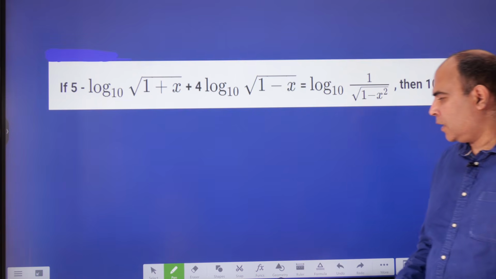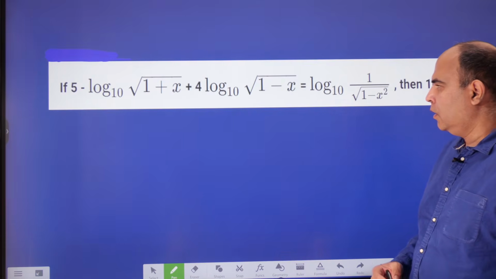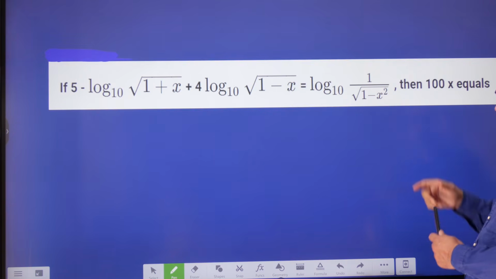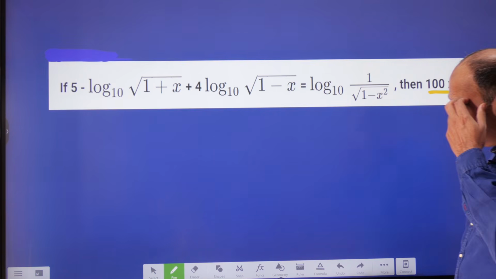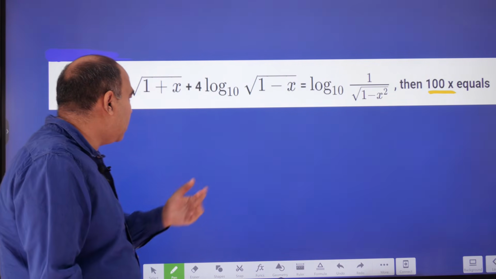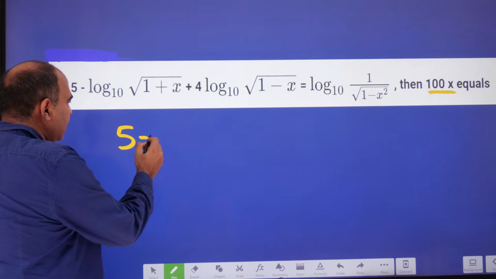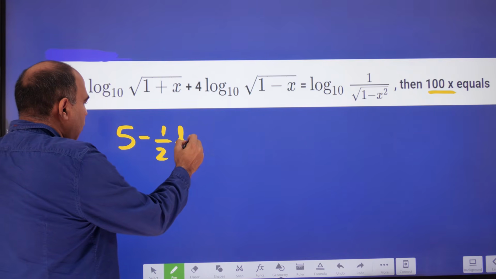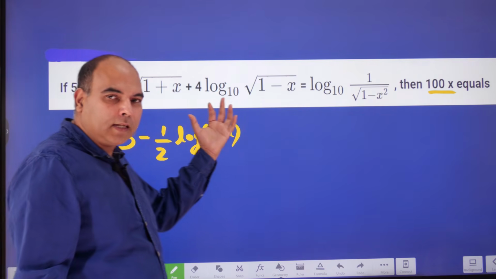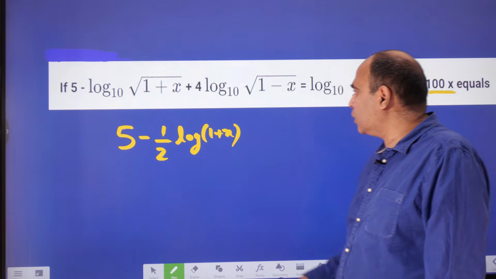This is a log question, and this requires you to know the basic structures and thinking around logs. So the first reaction to this, you have an expression here, and then they're asking you the value of 100x. What is the value of 100x? So the first reaction here has to be to open the logs or open the powers of the logs. So the left hand side will be 5 minus 1 by 2 log 1 plus x, because log under root 1 plus x is log 1 plus x raised to half. So the half can come out. This is standard logs logic.